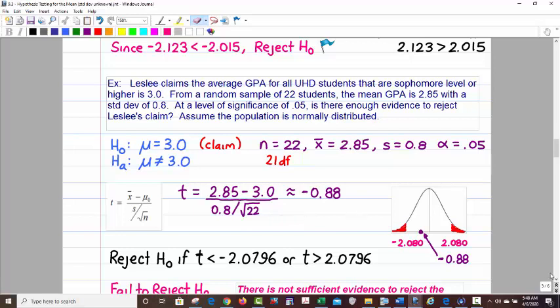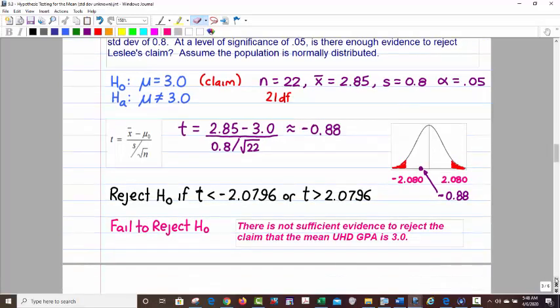And I get about negative 0.88. And negative 0.88 is clearly not in either rejection zone. It's in the big empty part in the middle, which is your fail to reject zone. So we fail to reject. There's not sufficient evidence to reject the claim that the mean UHD GPA is 3.0.